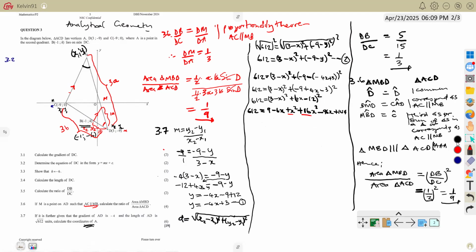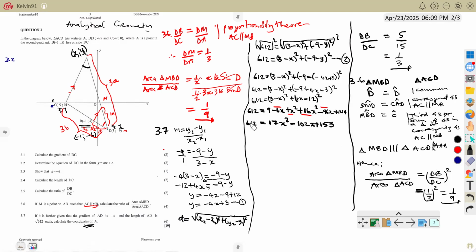So we are having our 612 being equal to 17x squared. Then from there, we also take these ones with x, this one, and this one. So minus 6 minus 96 becomes minus 102x. Then you take plus 44 plus 9. So it's going to be plus 153.